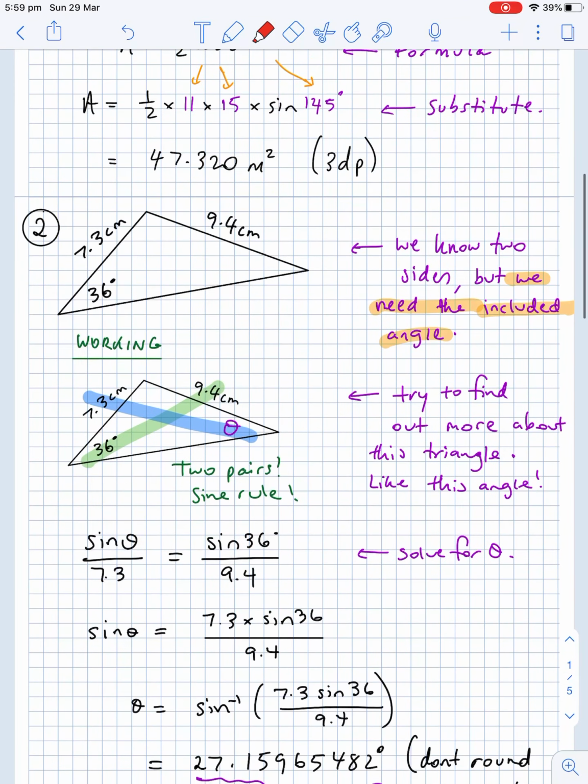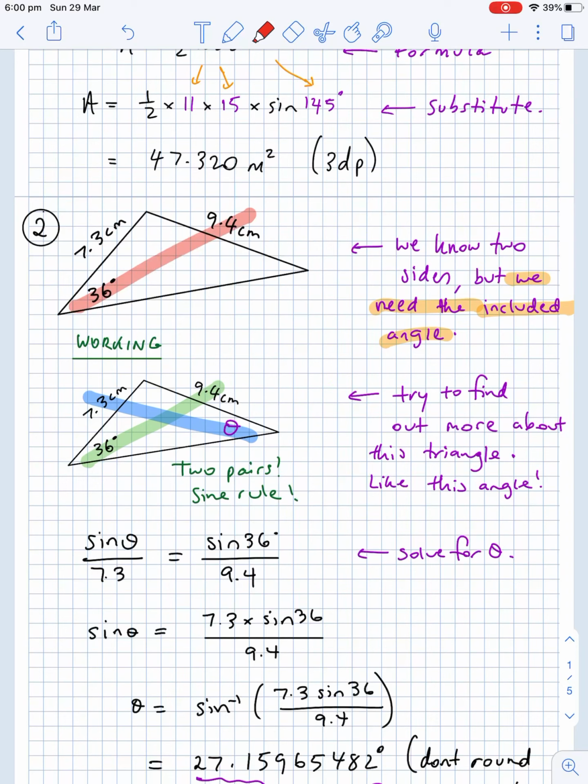Okay, moving on. This question's a little bit harder because I've been given two sides, brilliant, but I don't know the included angle. We are given another angle, and if we use this angle in our formula, it will not work. We need the included angle. So we need to think to ourselves, how can we figure out this angle using these 3 pieces of information? Well, 3 pieces of info is enough to use the sine or the cosine rule.